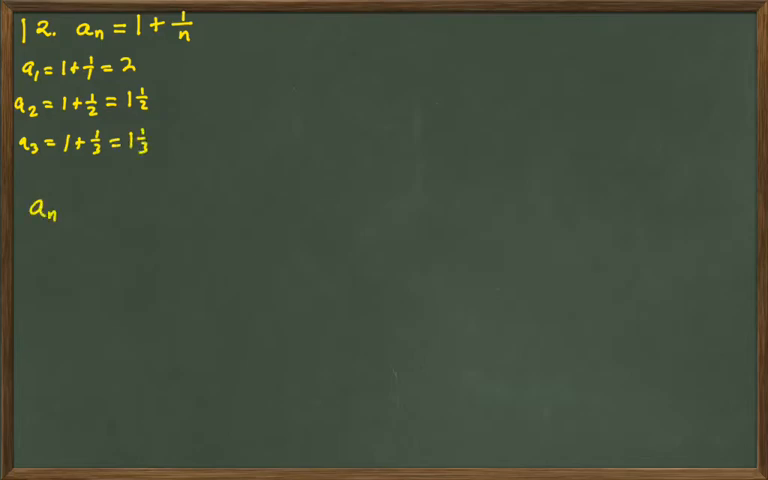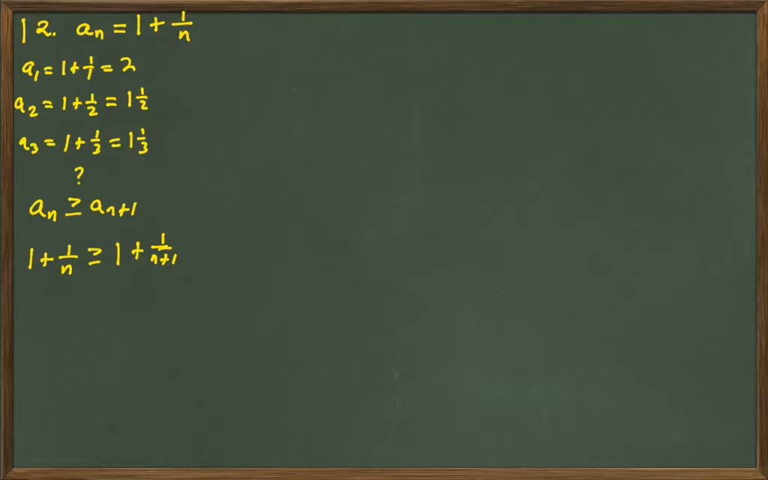So it appears that maybe it's decreasing. It looks like it's getting smaller. So if it's getting smaller, then a_n would be greater than or equal to a_{n+1}. So we don't know that yet, but we're going to see if we can figure that out. Now by definition, a_n is 1 plus 1 over n, and a_{n+1} is going to be 1 plus 1 over n plus 1.